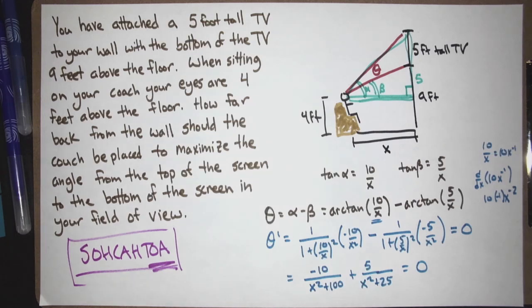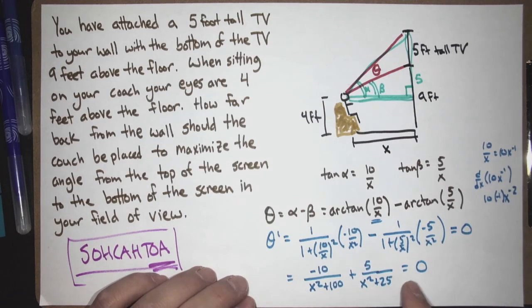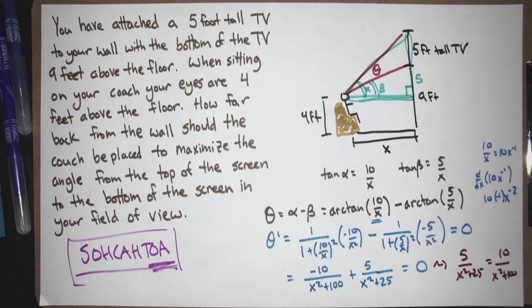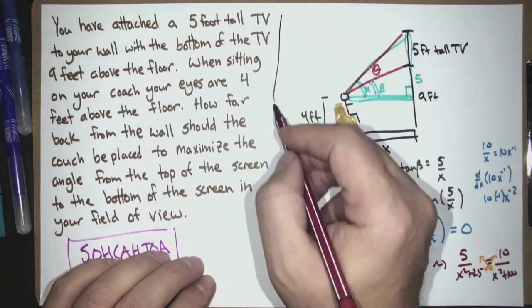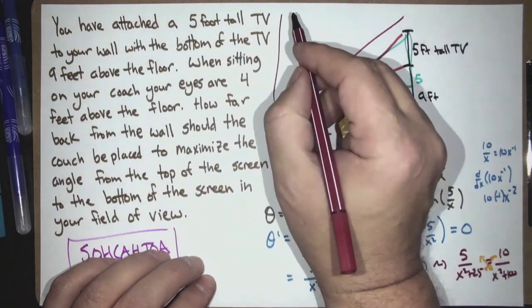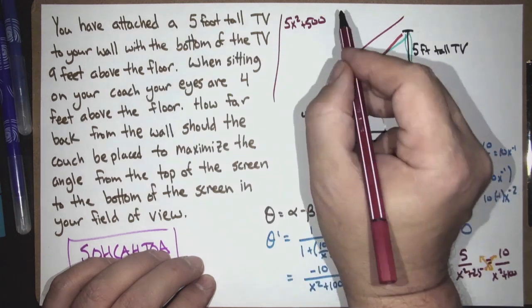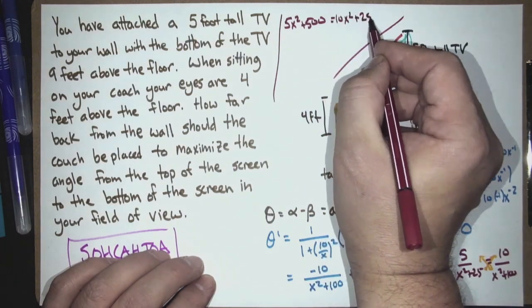Okay. Well, it's times like this I wish I wrote smaller. But we can move a term across. We get 5 over x squared plus 25 equals 10 over x squared plus 100. And what can you do here? Cross multiply. Get rid of your fractions. No more fractions. Woohoo! Okay, so we'll try to sneak our answer up here. So 5x squared plus 500, so I'm multiplying across, equals 10x squared plus 250.